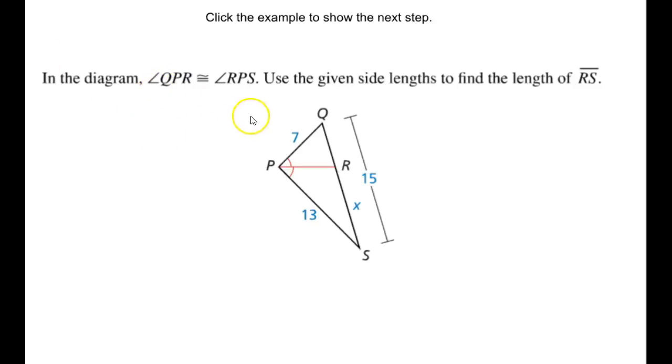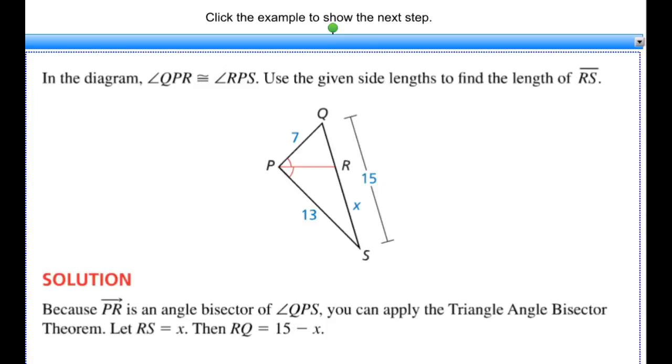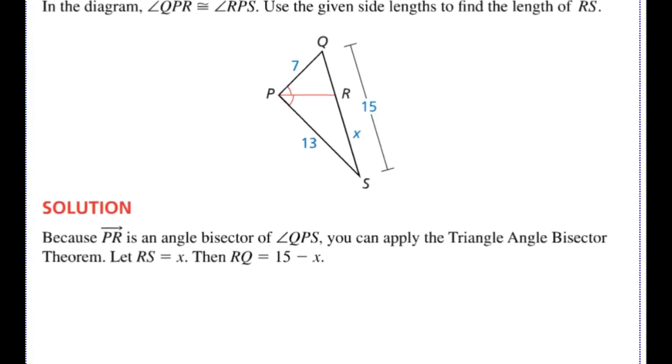So let's look at an example. In this diagram, angle QPR is congruent to RPS. It's already drawn, so I don't have to draw this out. Use the given side lengths to find the length of RS. I know that it's an angle bisector, so I can use my triangle angle bisector theorem. I'm going to label RS as x. Then I know that RQ, this little piece that I also need to know, is going to be 15 minus x.